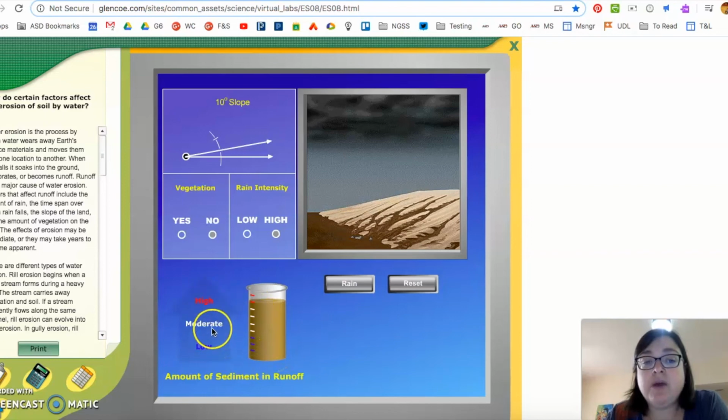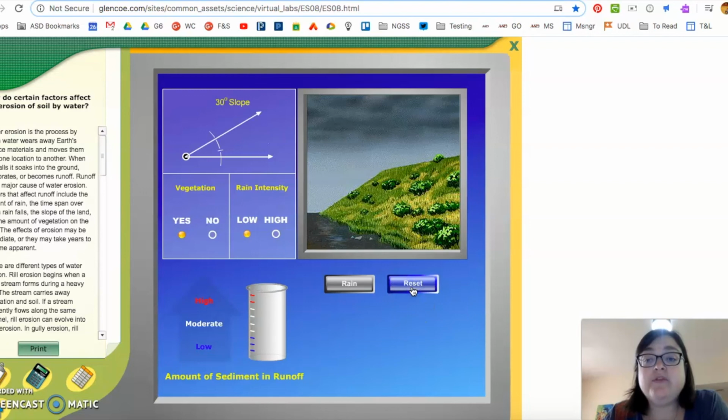All right, go ahead and look at that. Is it low, moderate, or high? And then how many tick marks is it at? And write that down in your data table. All right, that's it. That's the experiment. You've collected all the data, and now it's time to decide which factors cause the most erosion. Low slope or high slope? Is it when there's vegetation or when there's no vegetation? Low intensity rain or high intensity rain? You should be able to, from your data, figure out which of those cause more erosion, and then you should be able to write a science argument explaining why they do.